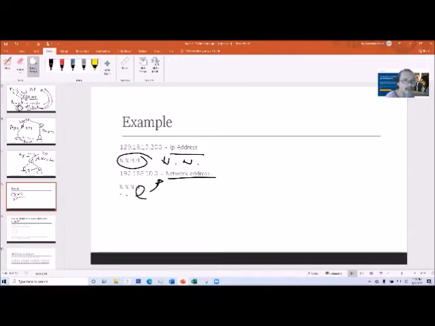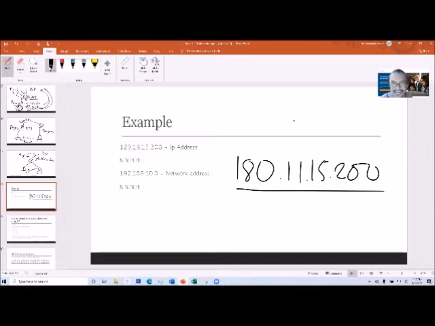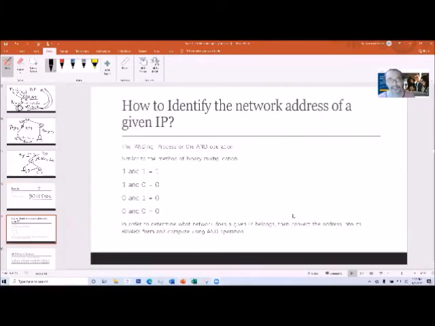This is the more difficult question. If you are given an address, let's say 192.180.11.15.200, the question is, what is the network address? What is the father of this IP address? That will be our next topic. Let us compute now. In order for us to identify the particular network of a given IP, we always compute it according to its subnet mask.